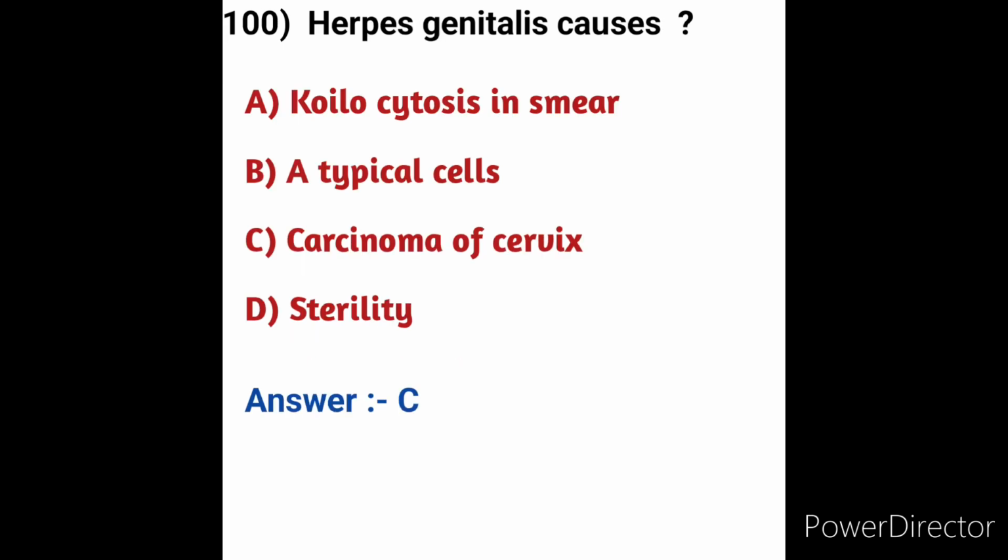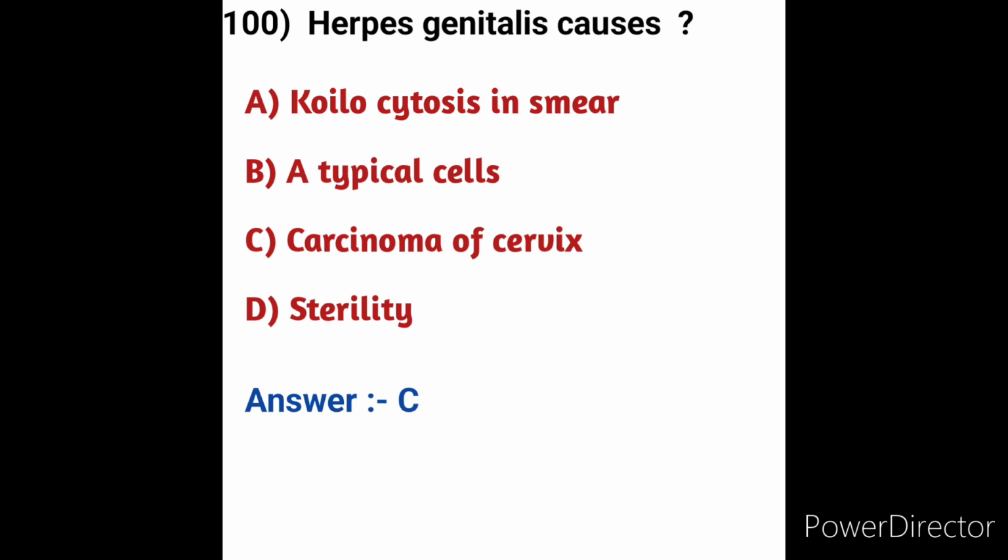Next, we will move on to question number 100. The causes of herpes genitalis, we will see the options here. Option A, koilocytosis in smear. Option B, atypical cells. Option C, carcinoma of cervix. Option D, sterility.